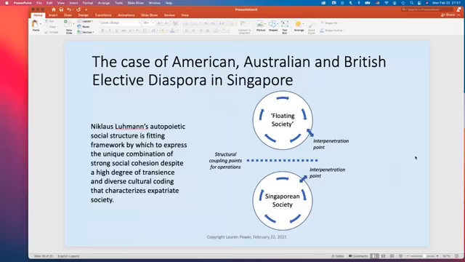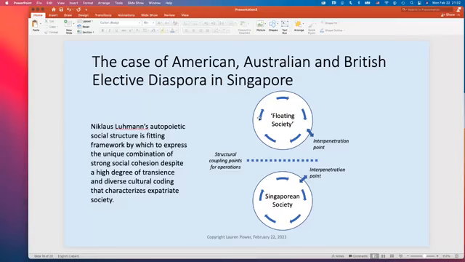So I spoke before about my theoretical structuring, this autopoietic social structure. This is from a German theorist called Niklas Luhmann. And it's a way of considering social cohesion despite a high degree of transience and diverse cultural coding. So basically, autopoietic means it's self-perpetuating and self-sustaining.